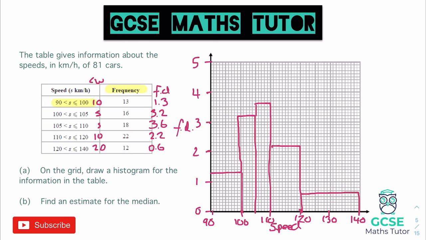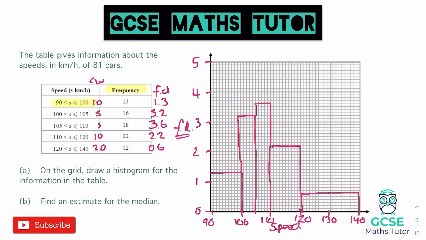Now you don't have to shade in the histogram or colour it in or do any sort of key, you just have to make sure it's drawn nice and neat, so you can see those lines nice and clearly. Also, do write the full word frequency density here. I've just written FD, just so there's not too much writing on the screen. So there's your histogram drawn.